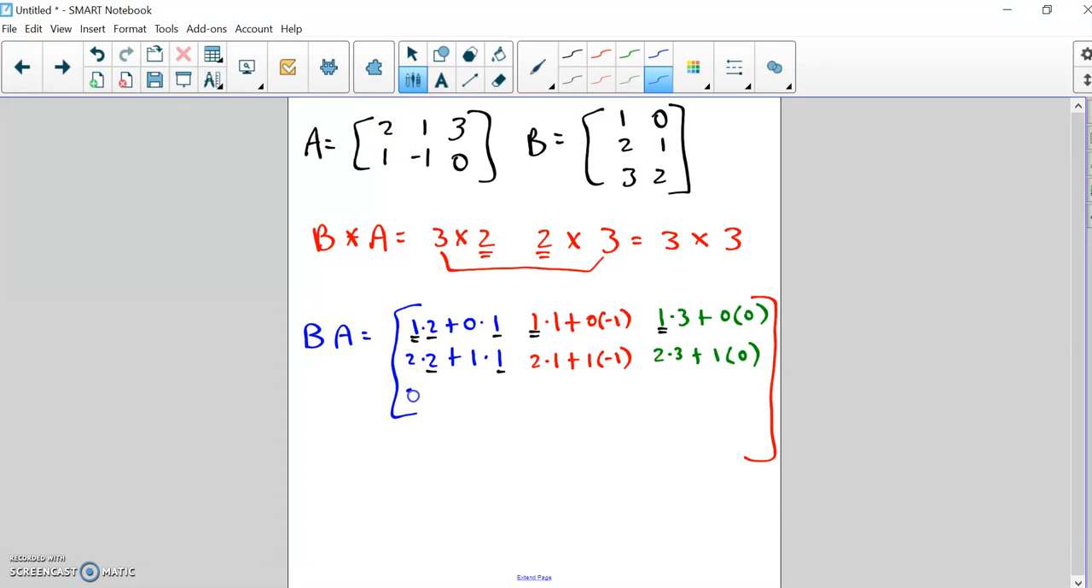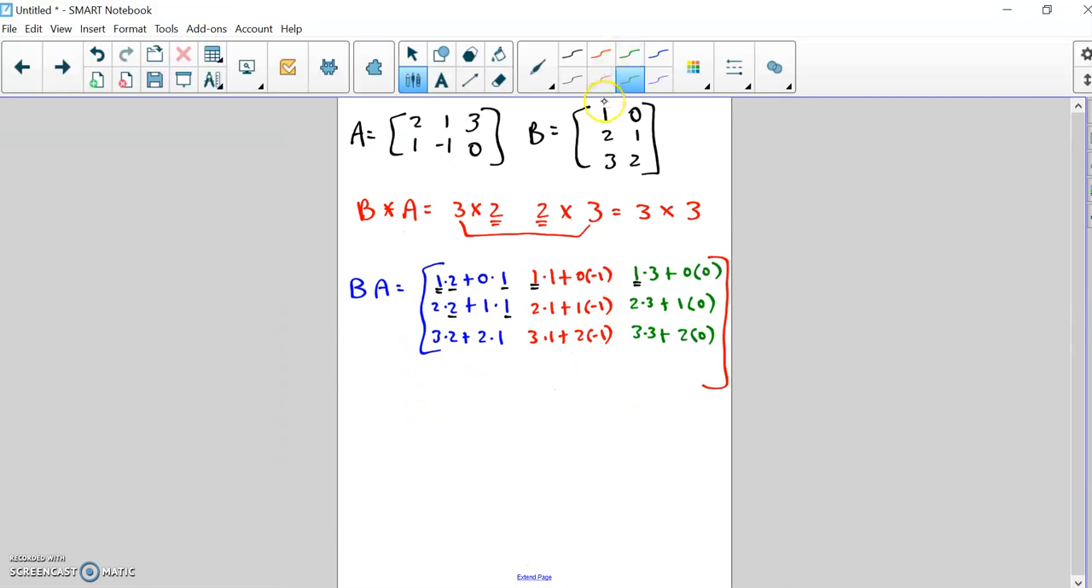So 3 times 2 plus 2 times 1. Okay, and we're going to do 3 times 1 plus 2 times -1. Alright, and then for our last entry, we're going to have 3 times 3 plus 2 times 0. Okay, so as we can see, we ended up with a 3 by 3 matrix when we were done.